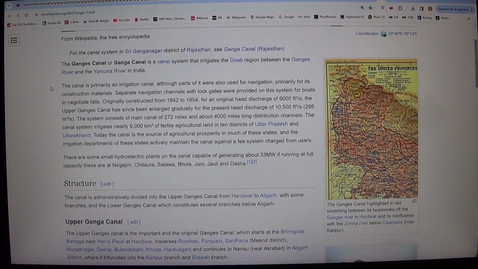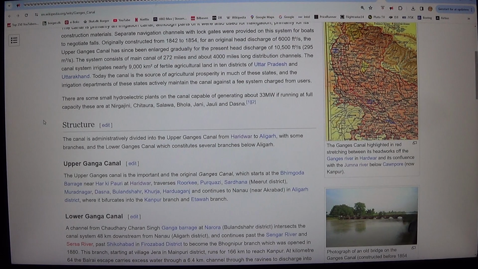Originally constructed from 1842 to 1854, for an original head discharge of 6,000 ft³/s, the Upper Ganges Canal has since been enlarged gradually for the present head discharge of 10,500 ft³/s, 295 m³/s. The system consists of main canal of 272 miles and about 4,000 miles of distribution channels. The canal system irrigates nearly 9,000 square kilometers of fertile agricultural land in 10 districts of Uttar Pradesh and Uttarakhand.